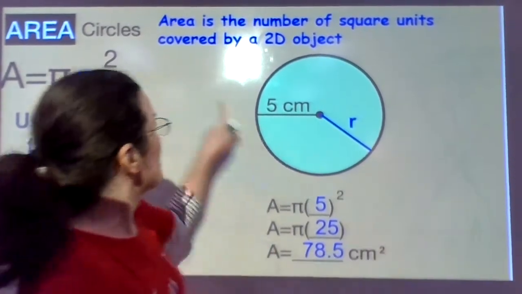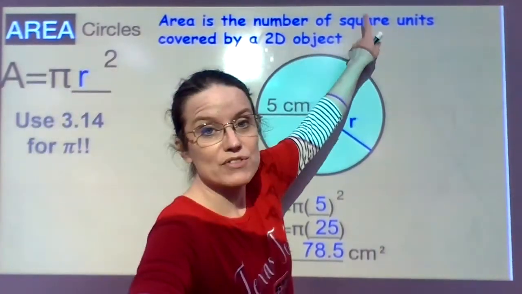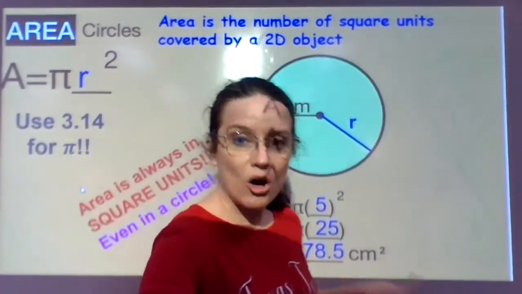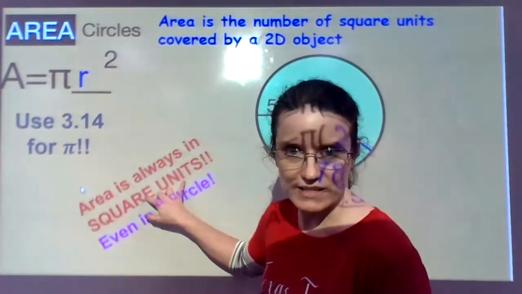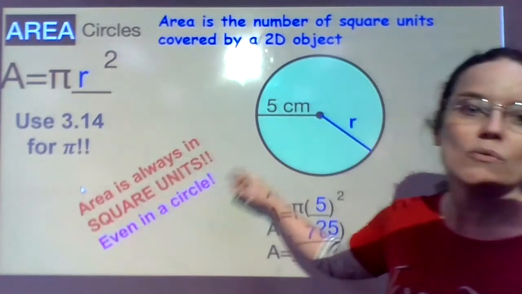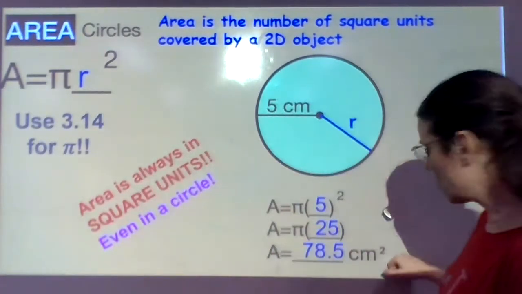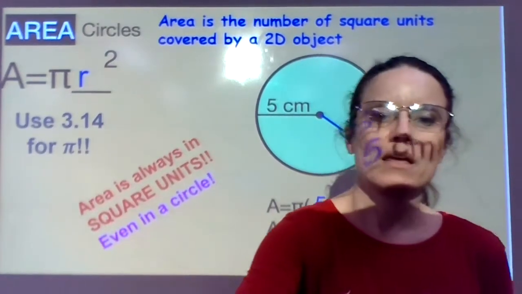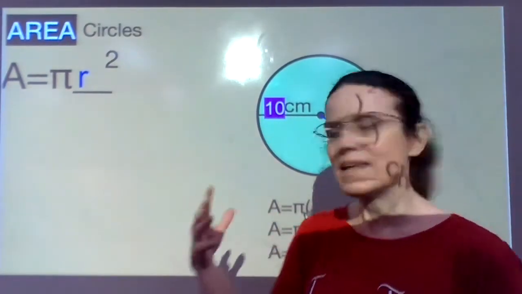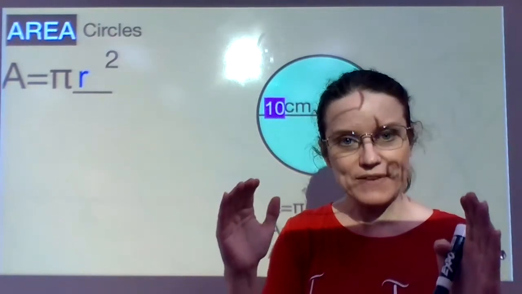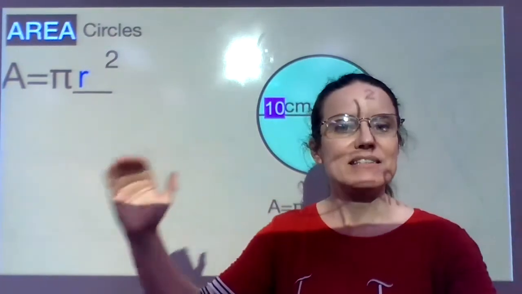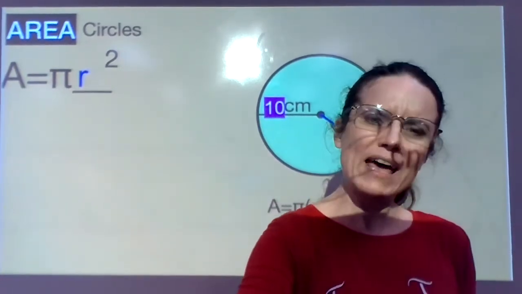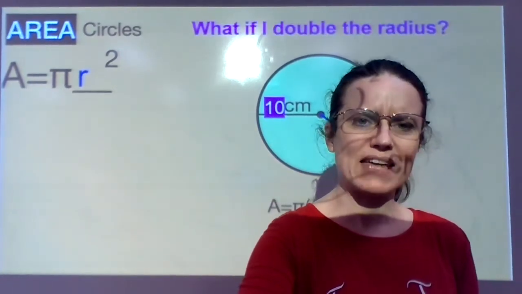Now remember, since I am finding the number of squares that fill up this object, your units always need to be in square units. Even though we're doing circles and even though they're round, we're always counting the squares inside. Okay? So now, what if I had that circle with a 5 centimeter radius and doubled it? Now it's 10 centimeters wide.